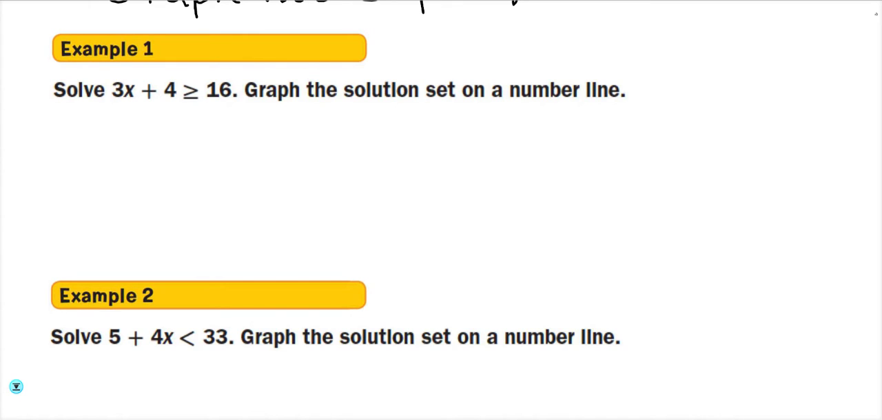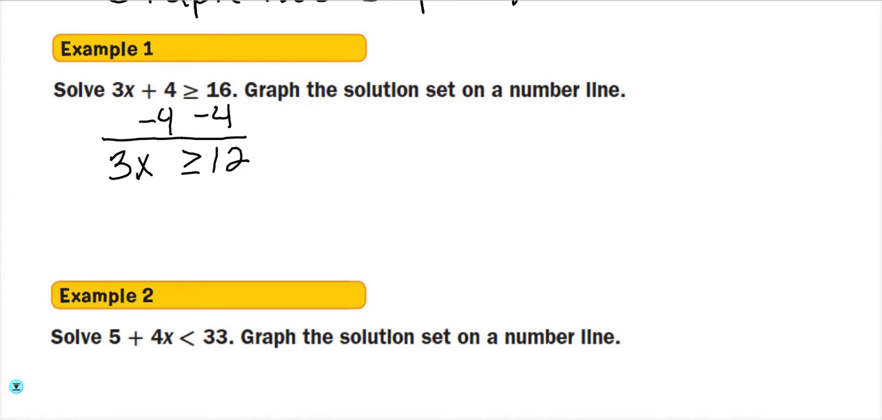All right, example 1. We're going to solve 3x plus 4 is greater than or equal to 16, and then we're going to graph the solution set on a number line. All right, so remember what you do is you add and subtract first, and then you multiply and divide. So for this one, we're going to subtract 4. That's going to give us 3x. Those are going to cancel. Keep the sign the same, at least for now. And then 16 minus 4, which is going to give us 12.